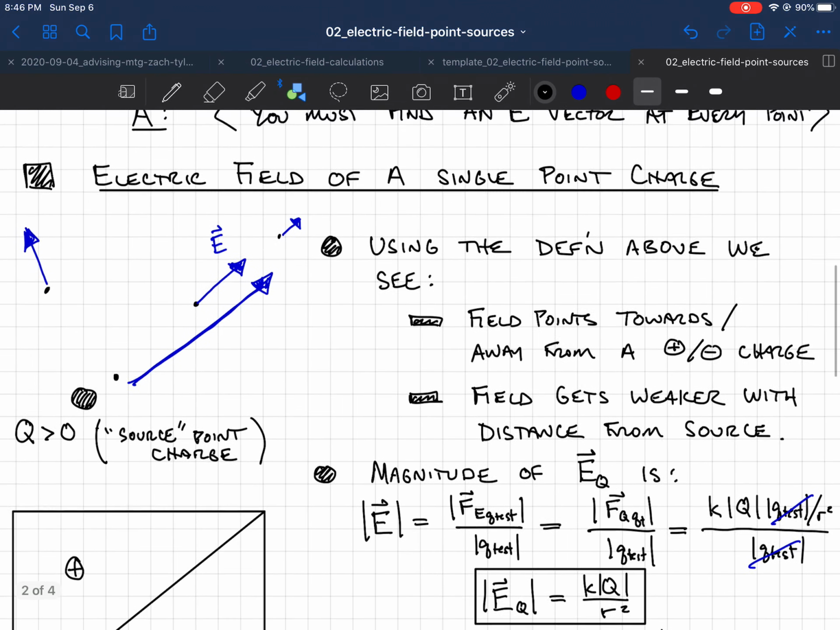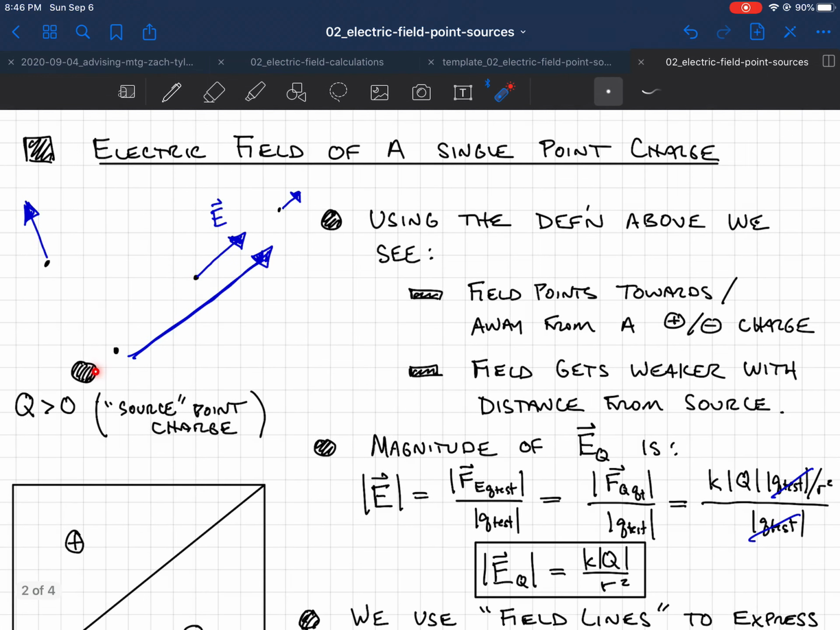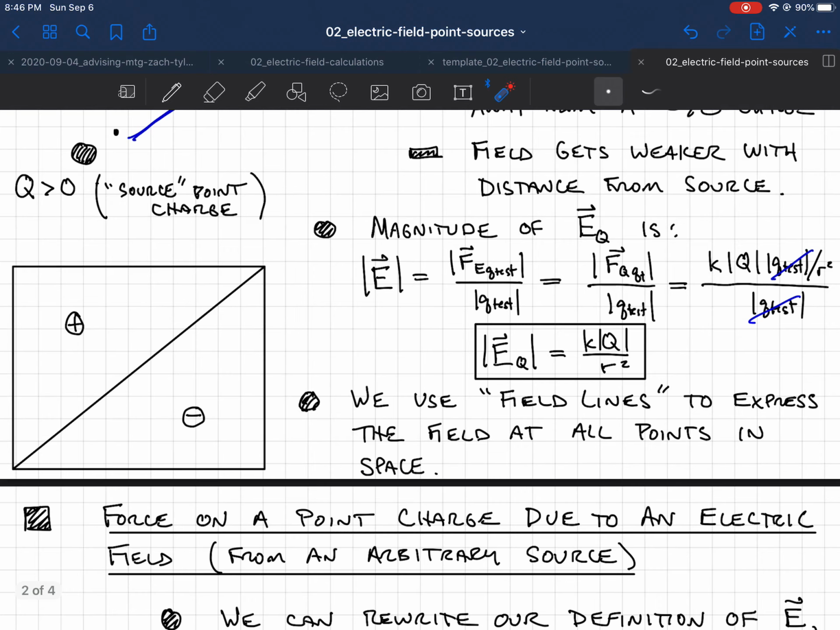So as a vector, the electric field of a single point charge points away or towards that source charge, depending on whether that source charge is positive or negative. And the magnitude of that vector is given by this equation here. And that's everything you need to know about the electric field vector. Now we can summarize that in a neat way where we can show the electric field at all points in space. So as we said, the electric field is a vector at every point. So how do you do that?